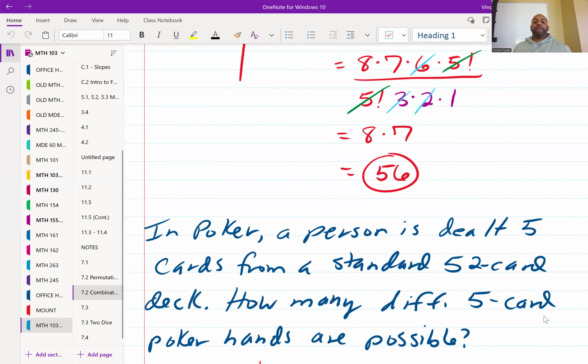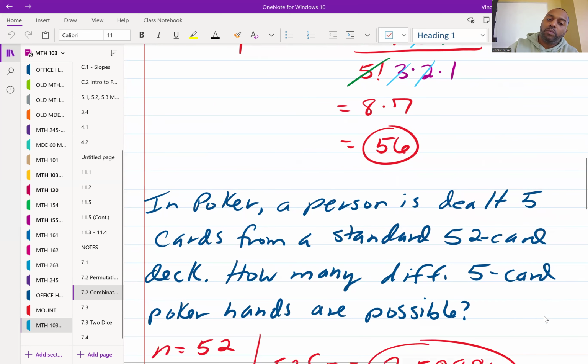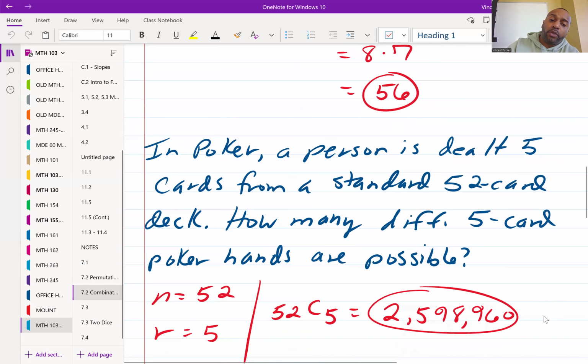In poker, a person is dealt 5 cards from a standard 52 card deck. How many different 5-card poker hands are possible? So there's 52 cards altogether, and we want to know how many different ways we can choose 5 out of the 52. So there's 52 C 5. If you were to do the formula by hand or throw it in the calculator, it'll ultimately give you 2,598,960.